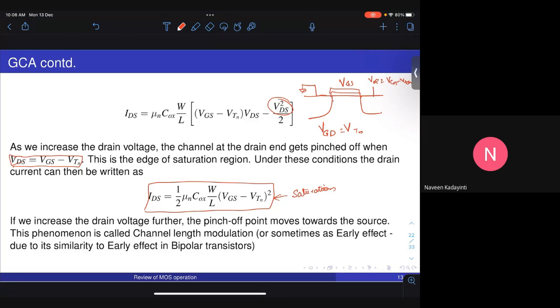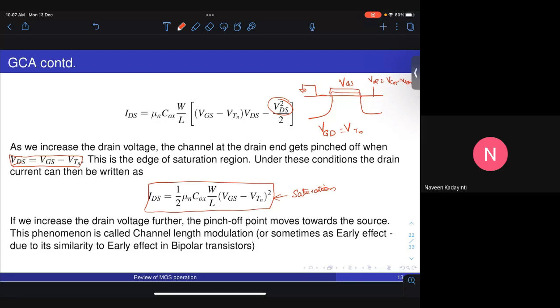Again, this is a first order approximation. You might all be familiar that there is something called channel length modulation, which gives a weak dependence of drain current on the drain to source voltage. We'll see that in a minute. So this is how we derive this approximate expression for the drain current.